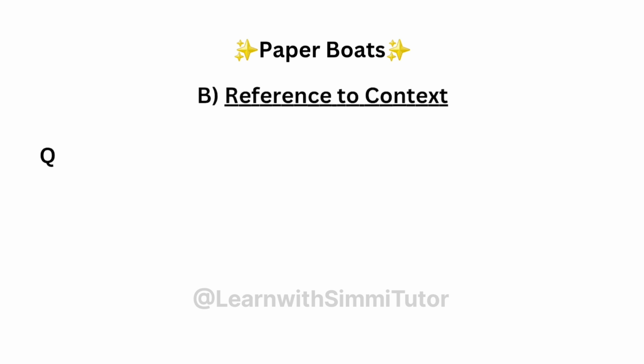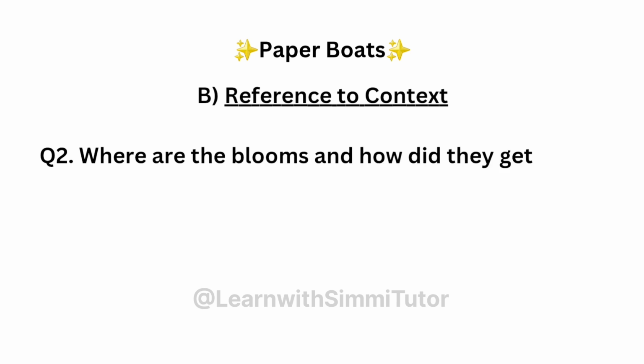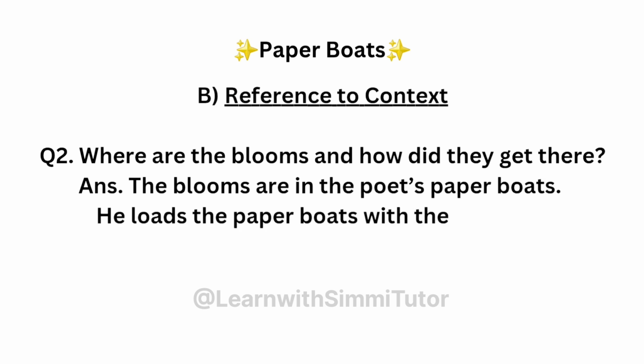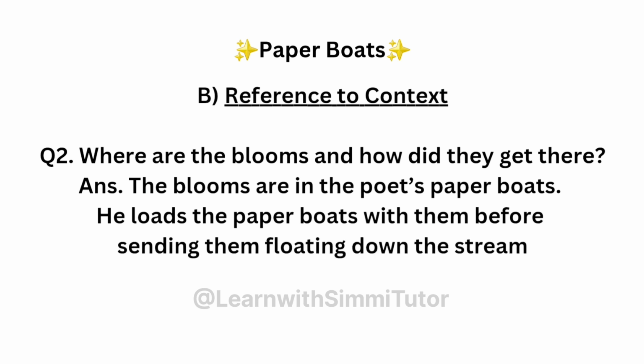Reference to context. Question number two is where are the blooms and how did they get there? The answer is the blooms are in the poet's paper boats. He loads the paper boats with them before sending them floating down the stream.